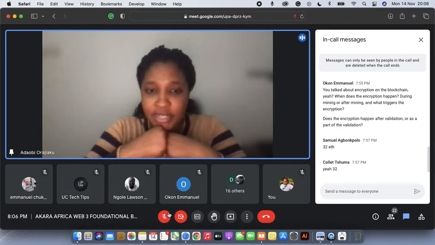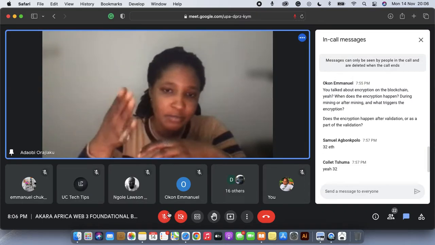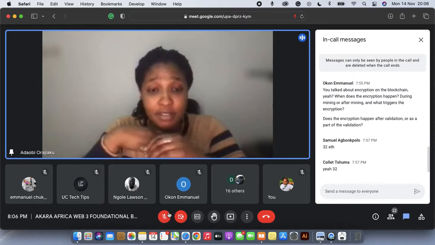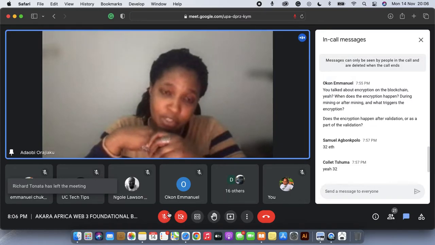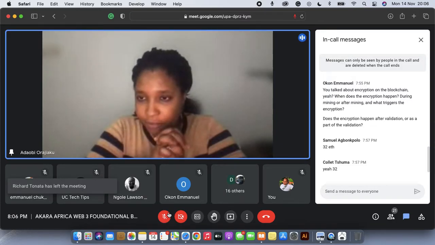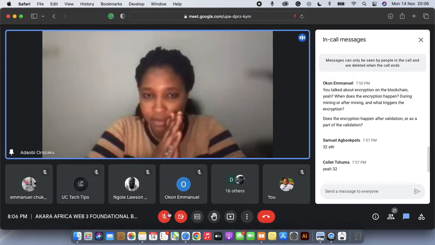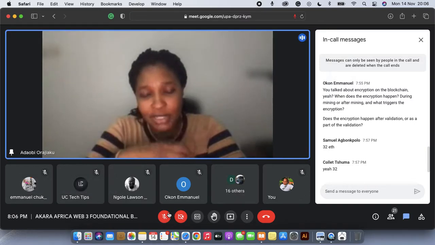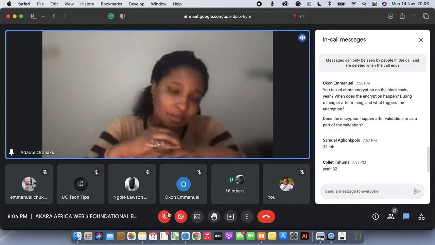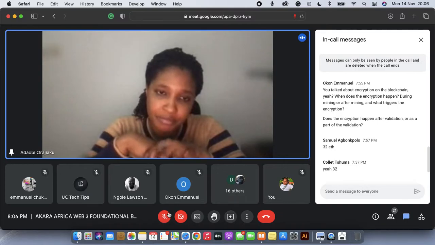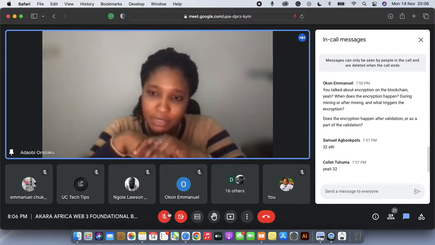So encryption is a core part of the blockchain process. It's the core part of the entire process, when it comes to the creation, the validation, and more importantly, the adding to the ledger, to the chain. So I hope that answers your question, Okon.